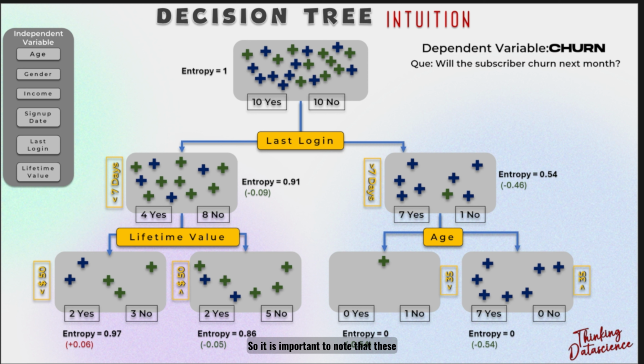It is important to note that these splits are not made manually when building a decision tree. The computer handles this process automatically. However, this is the underlying mechanism behind decision tree construction.